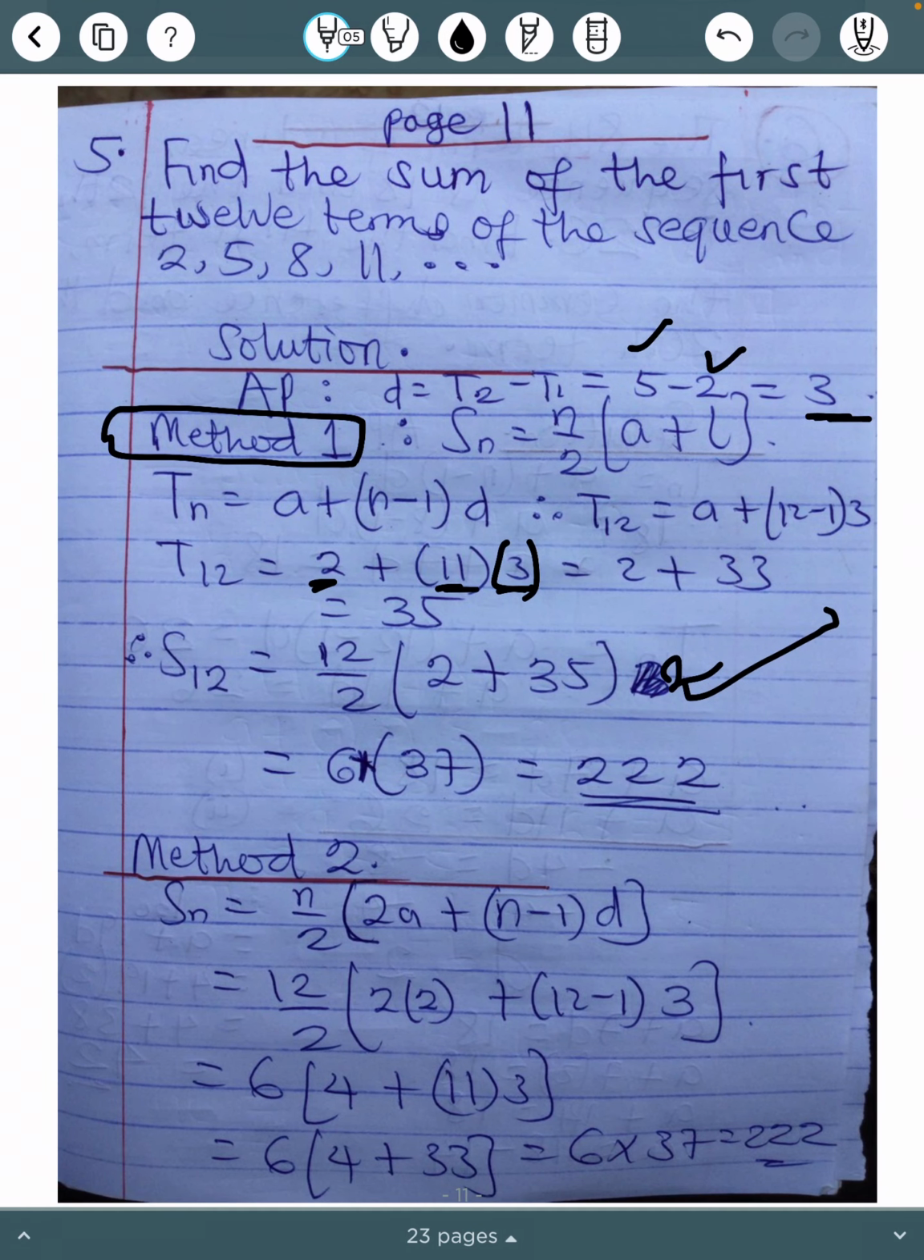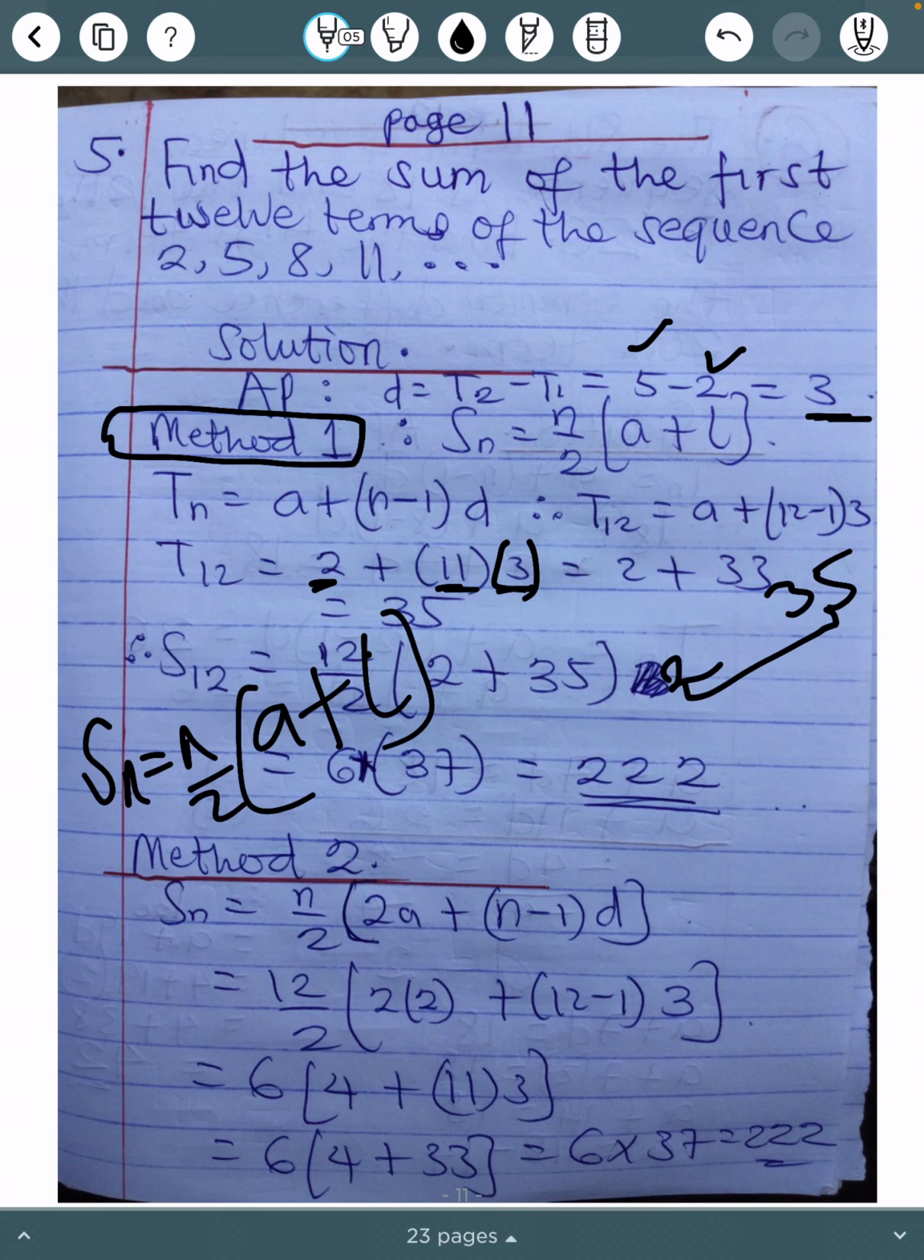Excuse me. Which is what? 35. So if I need this, I can use the formula Sn is n over 2 times (a plus L), where a is my first term and L is my last term. So I can easily use that to get the sum of the first 12 terms.